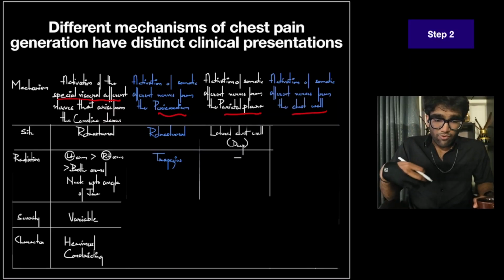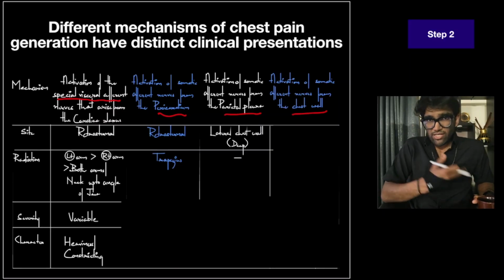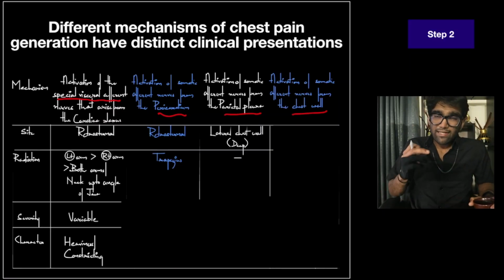The pain from parietal pleura activation, arising from parietal pleura, resulting in activation of somatic efferent nerves, is lateralized to one side of the chest. So it is somewhere around the lateral chest wall, and the patient is usually able to say that the pain is deep. It's not next to the skin.